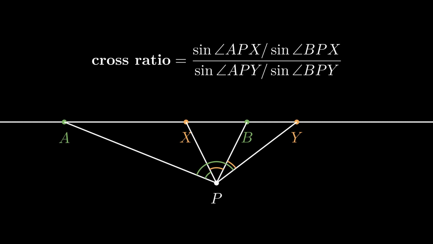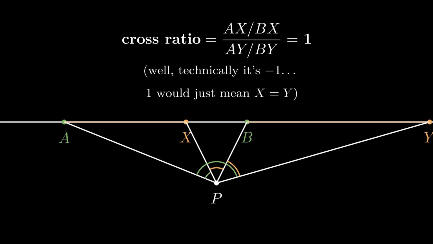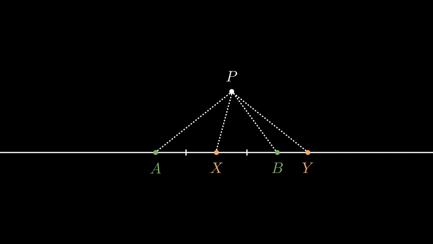Something quite neat happens when this ratio is exactly 1. In other words, left times right equals in times out. Then we call this a harmonic pencil. And as it turns out, these are actually really common. Let's think about an interesting one. We want to choose X and Y so that AX equals BX and AY equals BY. So X is the midpoint of A and B, and Y is outside both of them, but how can this be? We want these lengths to be equal, but obviously that's not possible.